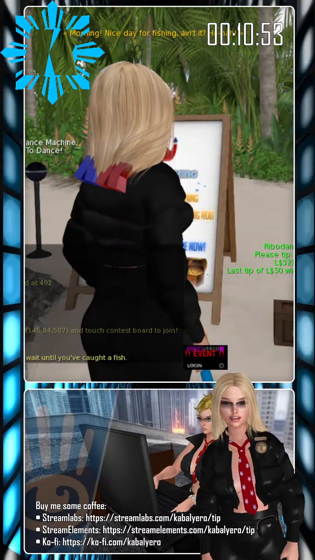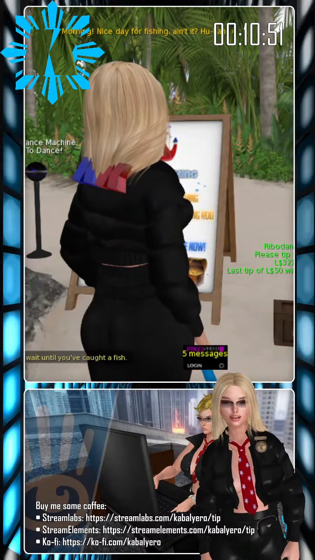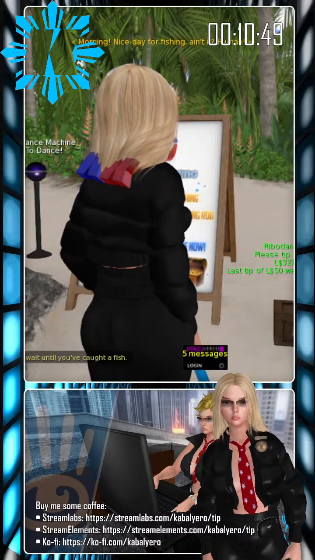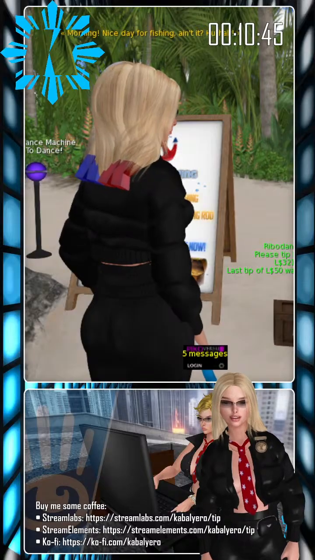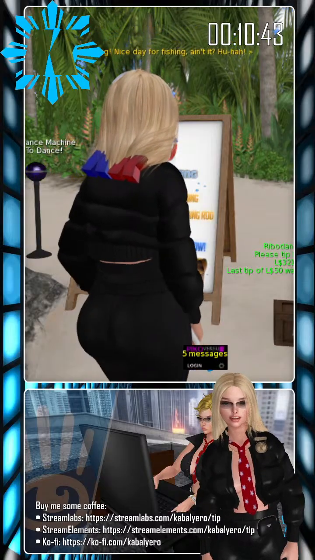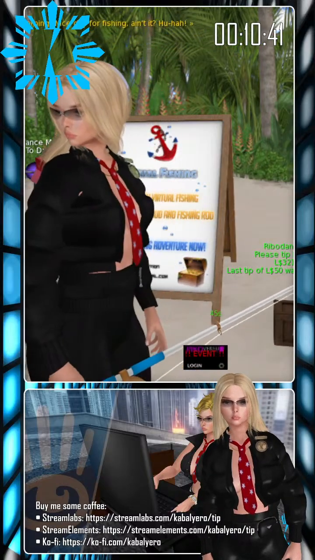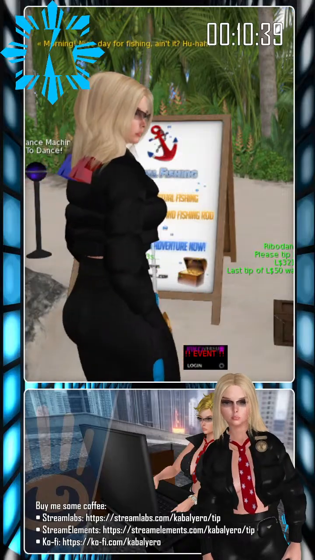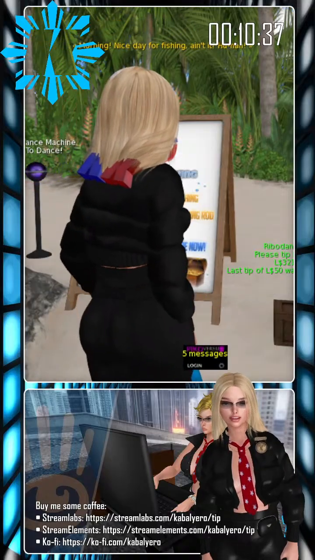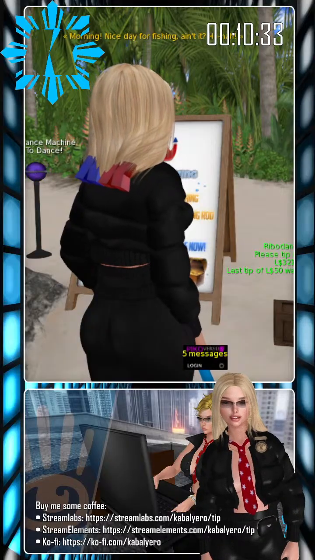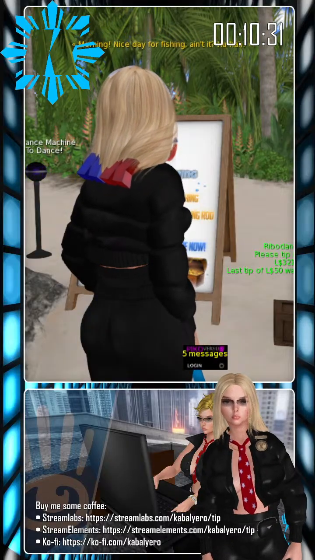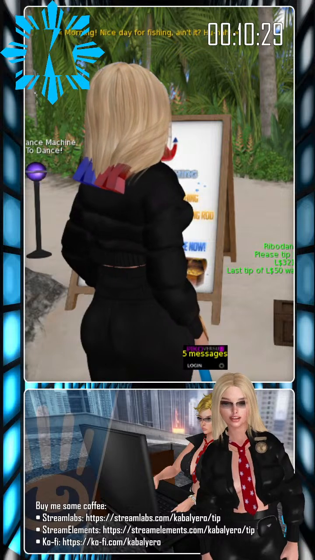Okay, I'm down to the last 7 casts. Earnings, it's at 17.5 Linden Dollars. So there you go. I guess I'm going to get over 20 Linden Dollars again after 40 casts.